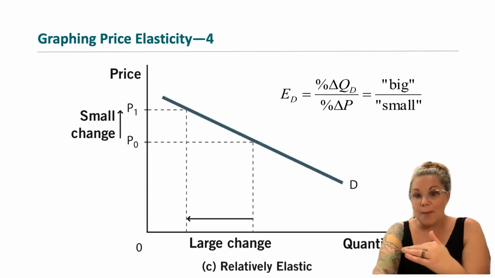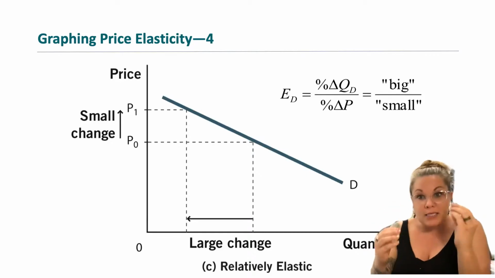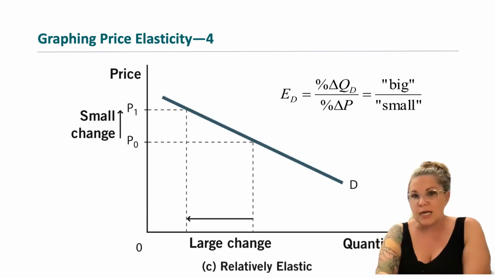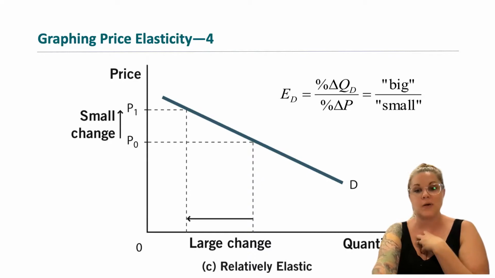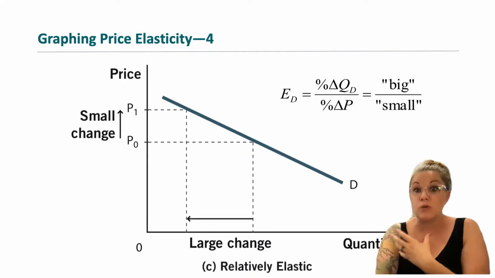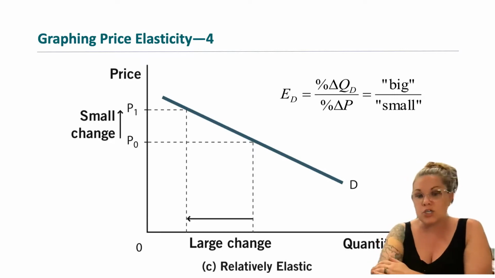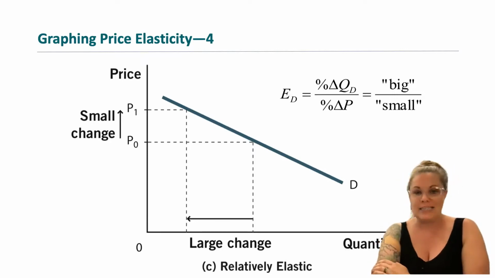Whereas if we were in the opposite situation where, relative to one another, that price change was kind of small, but our response to it in terms of our buying behavior was really, really big. We were really sensitive to it. That's going to create large horizontal shifts, which flattens out the demand curve.